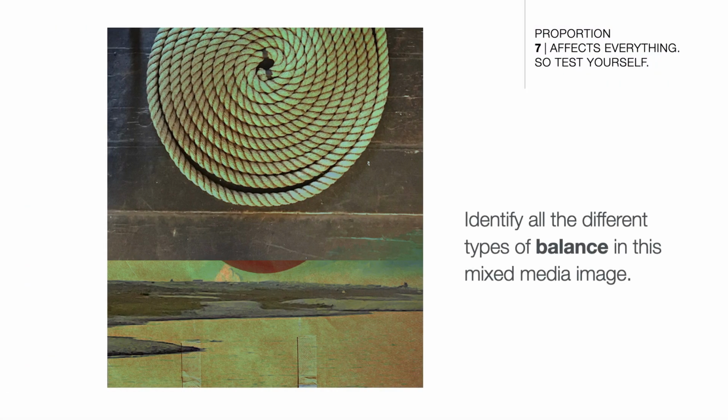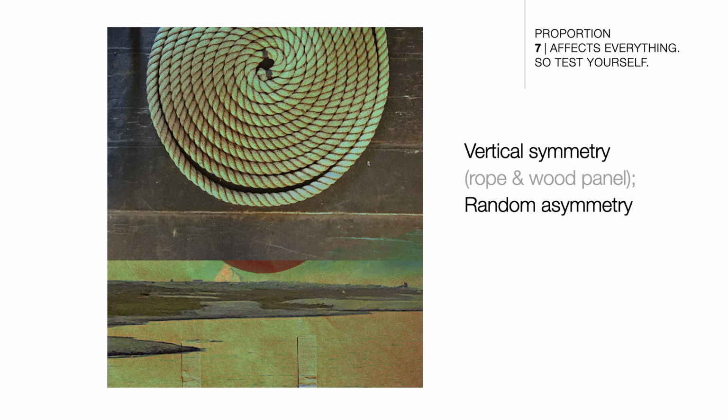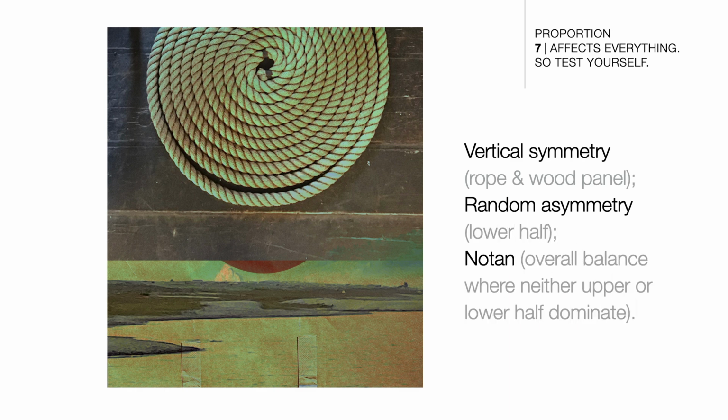Identify all the different types of balance in this mixed media image. Vertical symmetry, which is where the rope and the wood panel occur. Random asymmetry. Lower half. Overall balance where neither upper or lower half dominate.